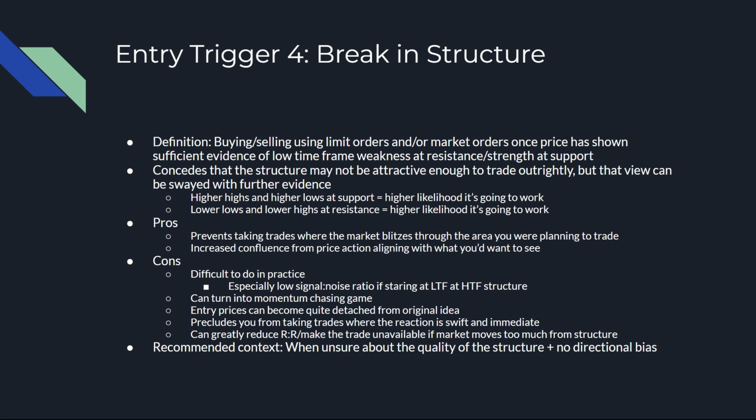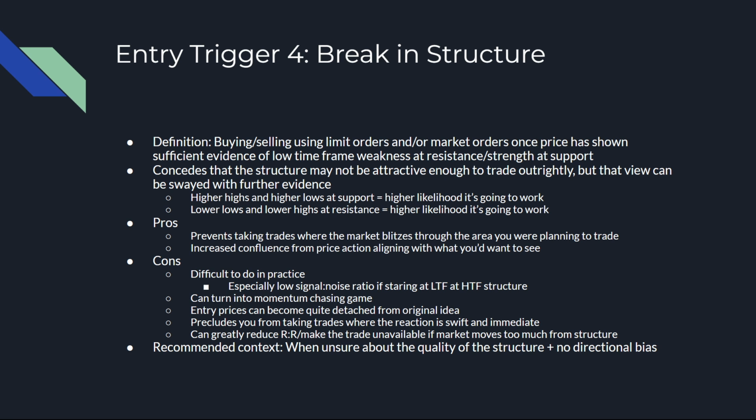And the definition here is buying or selling using limit orders and/or market orders once price has shown sufficient evidence of low time frame weakness at resistance or low time frame strength at support. Now, essentially, this setup concedes that the structure may not be attractive enough to trade outrightly, so it's not clear enough, not good enough, contextually not attractive enough to just leave a limit order there and get filled no matter what, but that view can be swayed with further evidence, and that further evidence is typically price action based, which means on a core level, higher highs and higher lows at support increase the likelihood that the setup is going to work. Lower lows and lower highs at resistance increase the likelihood that the setup is going to work.